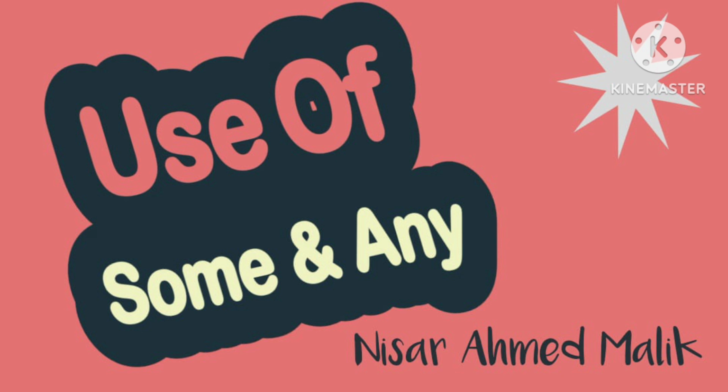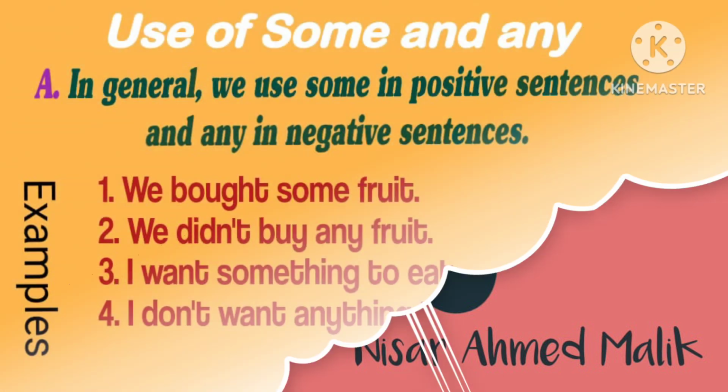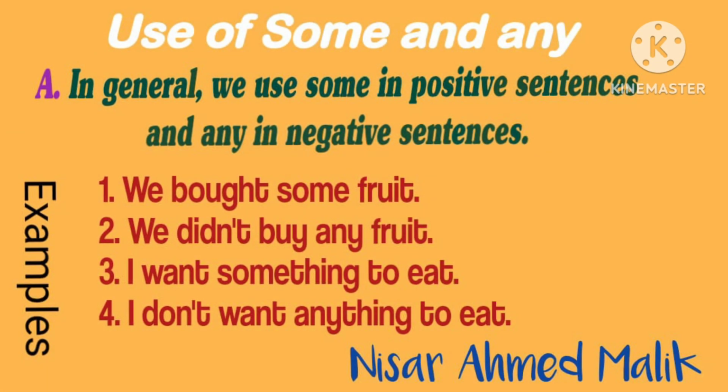Use of some and any. A. In general, we use some in positive sentences and any in negative sentences. Examples. 1. We bought some fruit. This is a positive sentence. 2. We didn't buy any fruit. This is a negative sentence.